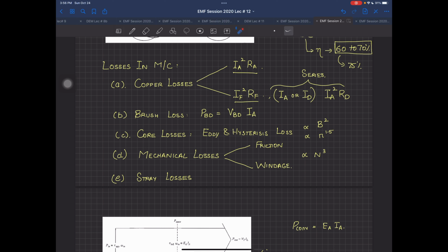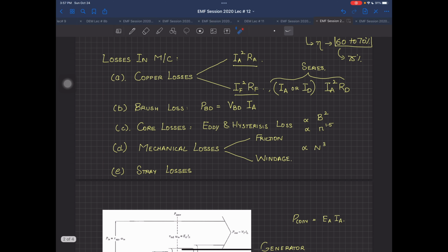Normally, whenever in a numerical you are going to solve, you are going to take them as some fixed value unless and until your speed changes from the full load speed to the no load speed. Otherwise, technically, mechanical losses are given as a lump sum value in any of the numericals or examples.